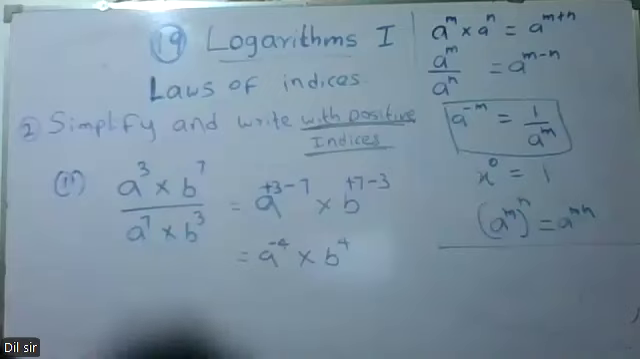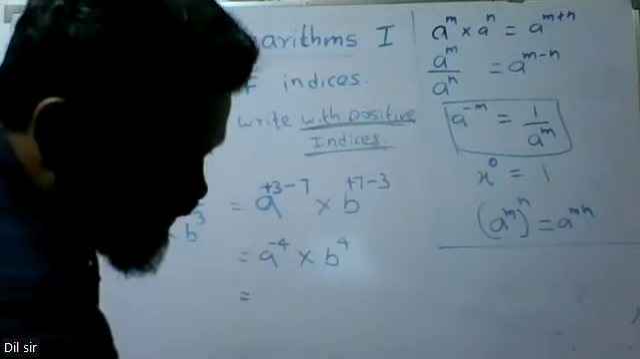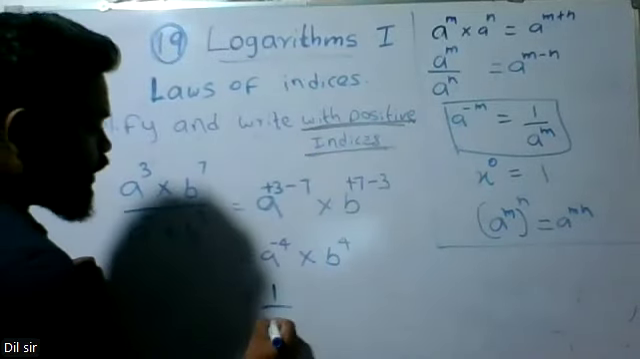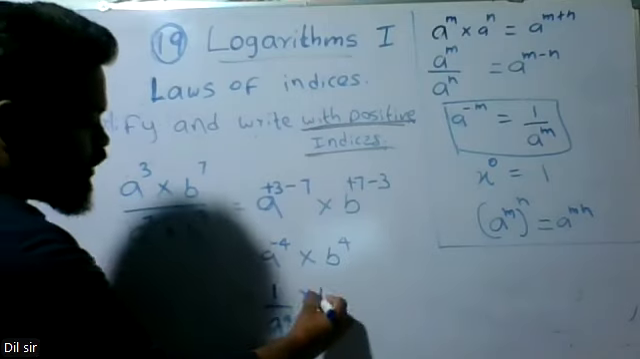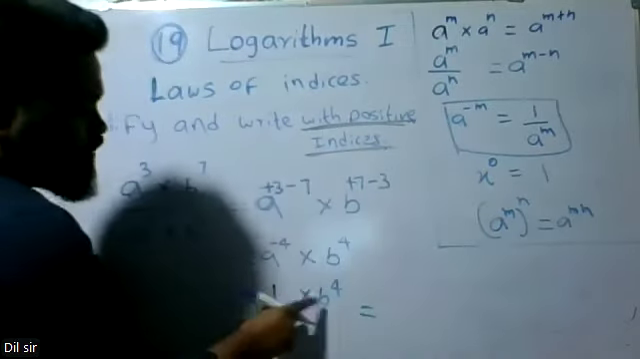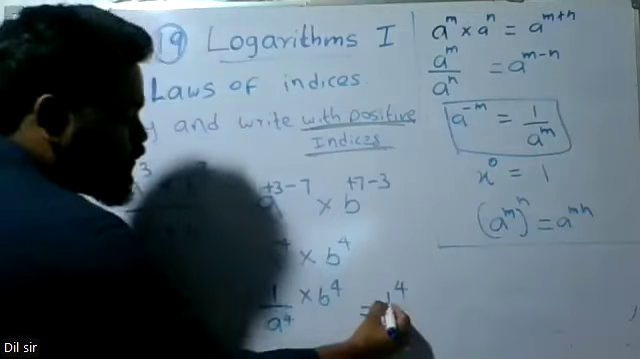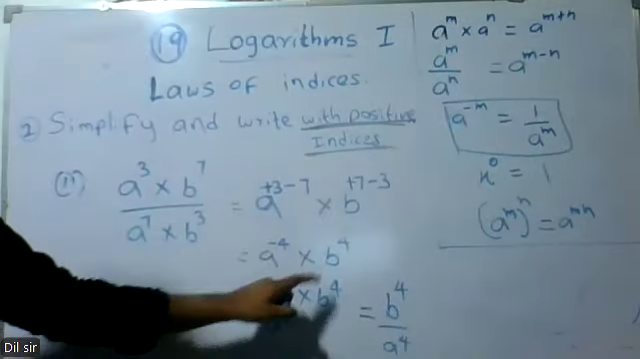Now you know that here is a negative index, 8 to the power minus 4. We must make it positive, because we have to write with positive indices. Then it becomes 1 over 8 to the power 4, times b to the power 4. This can be written, 1 times this is the same, so don't write the 1. Put b to the power 4 on top and 8 to the power 4 below.